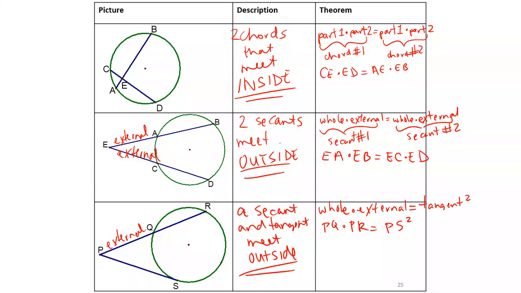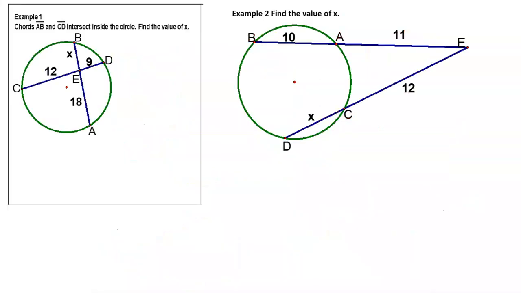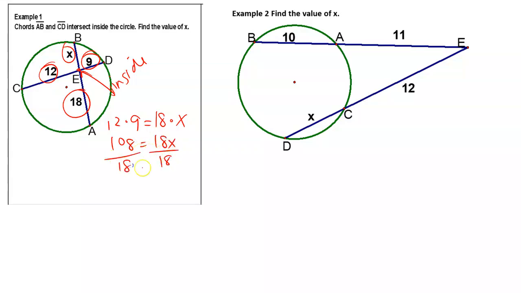Now, let's do some examples. So for these, the point here is inside, and since it's inside, two chords meeting inside, I'm going to do part times part, so 12 times 9 equals part, which is 18, times part, which is x. And so 12 times 9 is 108, and then we got 18x. We'll divide by 18, and x will be 6.